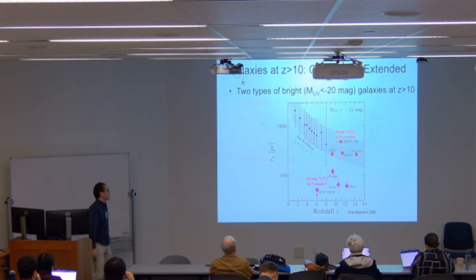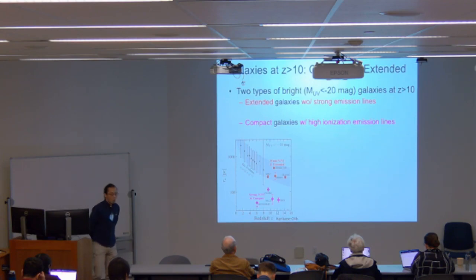Then if we plot them in the size evolution diagram, this figure shows the effective radius as a function of redshift. The extended galaxies follow the size evolution extrapolated from the lower redshift universe. However, the compact galaxies show a very small effective radius compared to the size evolution.